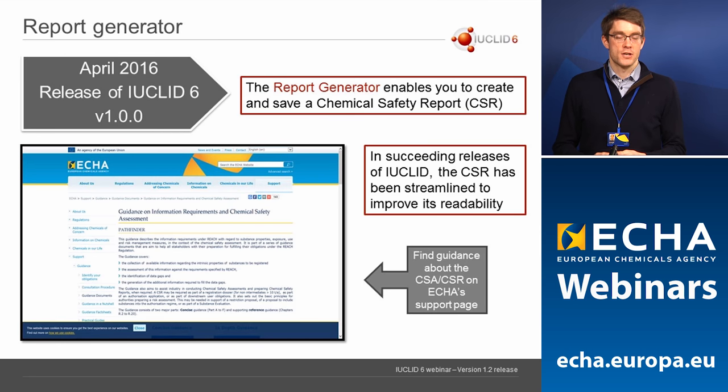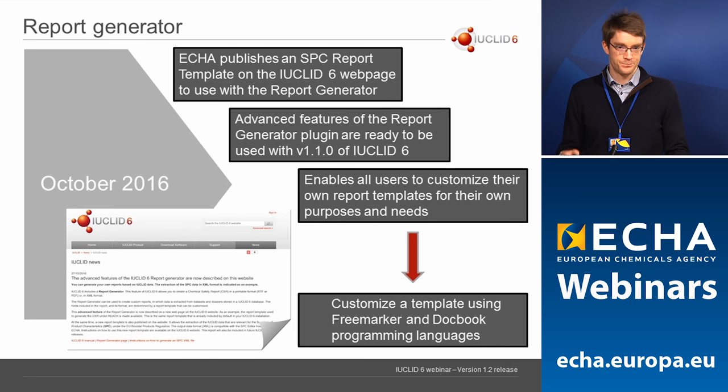So the report generator plugin was included in the release of IUCLID 6 last April, last year. And in the succeeding releases of IUCLID, the CSR has been streamlined to improve its readability as a standalone document. If you would like further information about the CSR, please visit ECHA support pages.